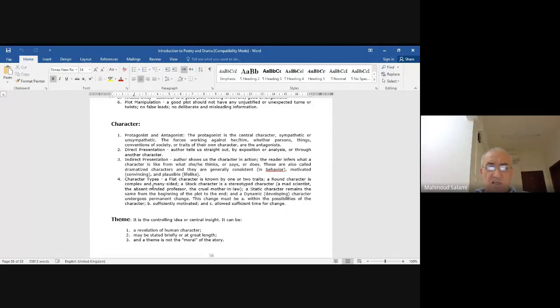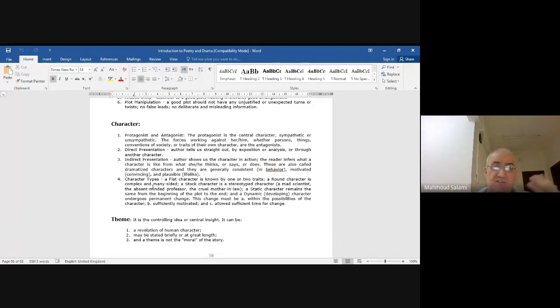And we say here, the protagonist is the central character, sympathetic or unsympathetic. The force is working against him or her, whether persons, things, etc. And the antagonist, of course, it's the same, who are, if you like, other things could be the antagonist, like other characters or other things in the play, or other situations.